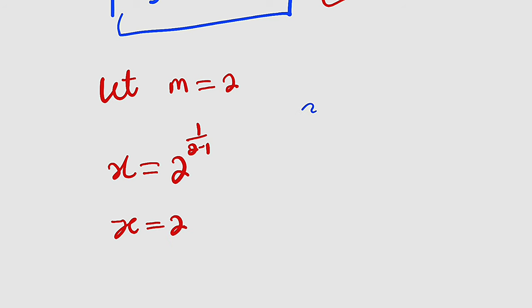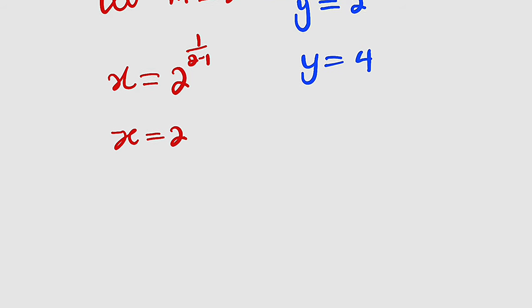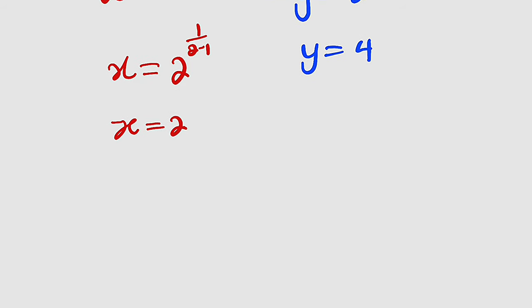But what about y? Remember, y is equal to m, which is 2, to the power of m, which is also 2, divided by 2 minus 1. So 2 minus 1 is 1. 2 divided by 1 is 2. 2 to the power of 2 is 4. And hence y is equal to 4. So x equal to 2 and y equal to 4. Let us plug it into the main equation. The main equation is x to the power of y equal to y to the power of x.